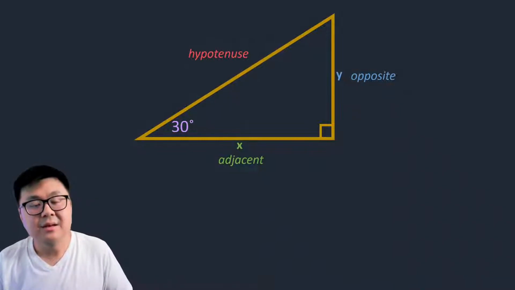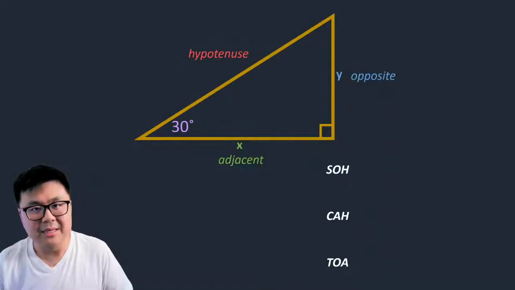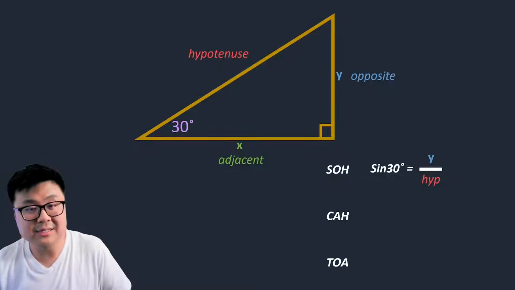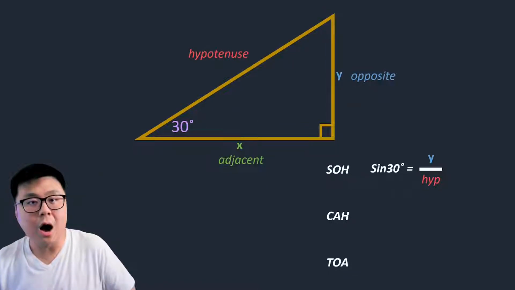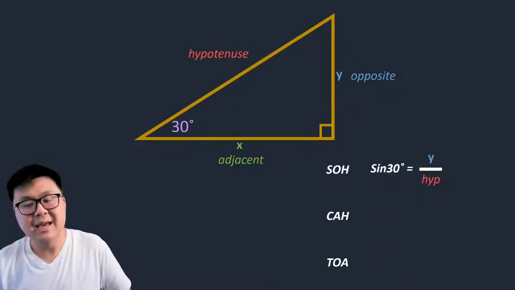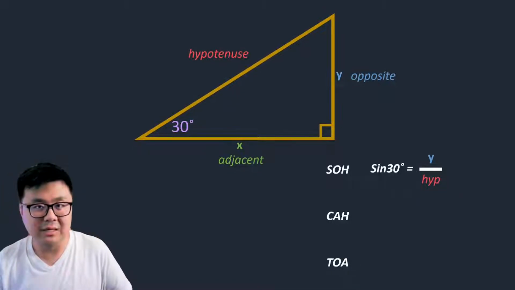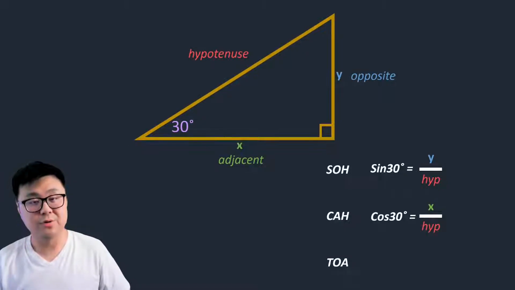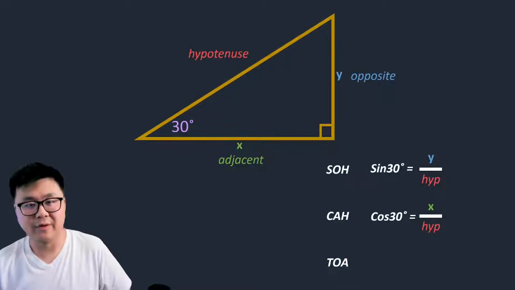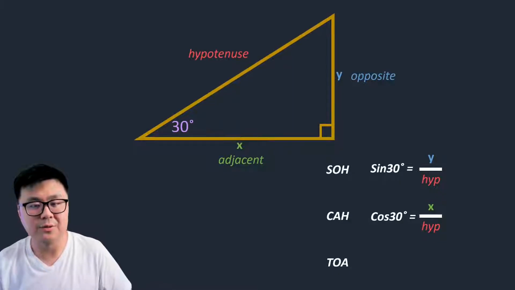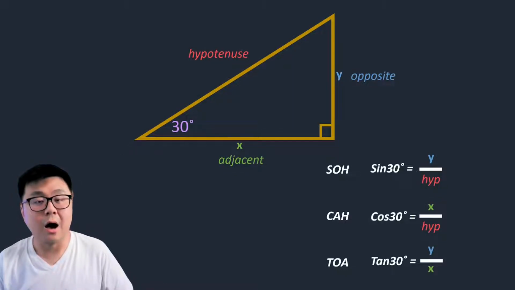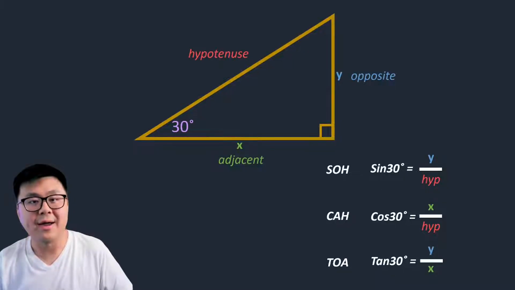Having said that, now there's a mnemonic you probably know as SOHCAHTOA, and that means the sine ratio of the angle, or sine 30 degrees, is always equal to opposite over hypotenuse, and since our opposite is y, it's going to be equal to y over hypotenuse. The cosine ratio of 30 degrees would be the adjacent over hypotenuse, or the x over hypotenuse. And then finally, the tangent ratio of the 30-degree angle would be the opposite over adjacent, or y over x.